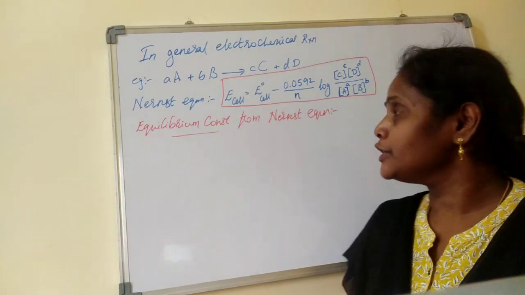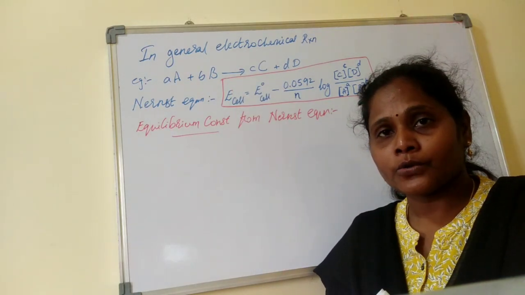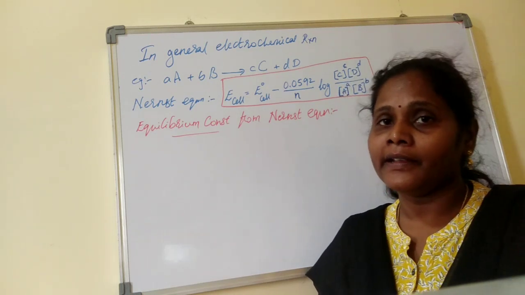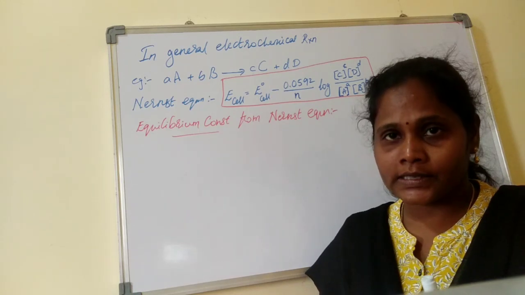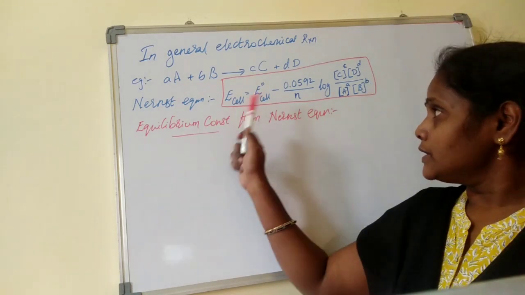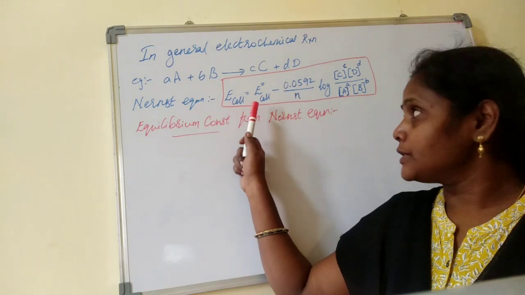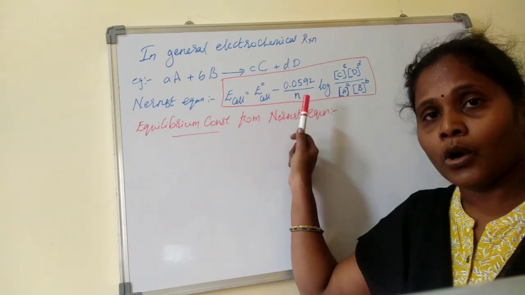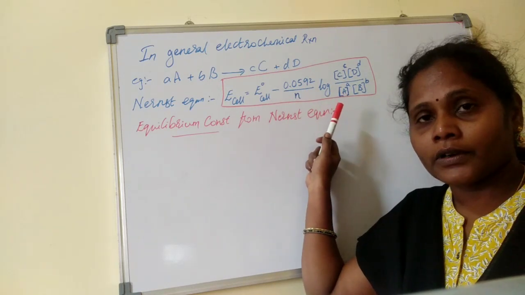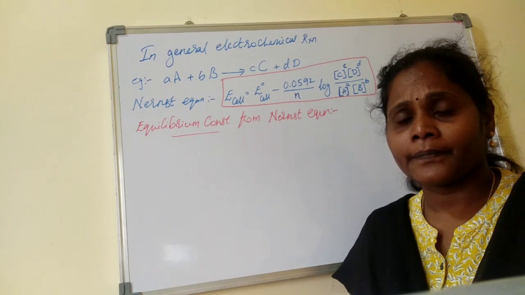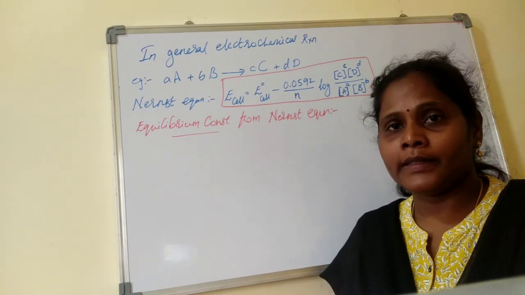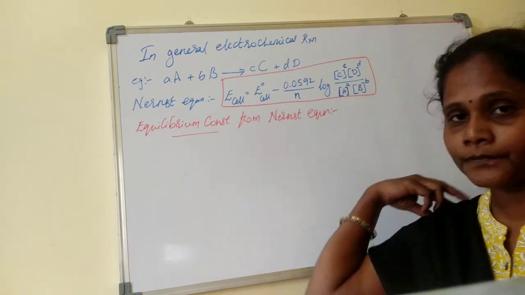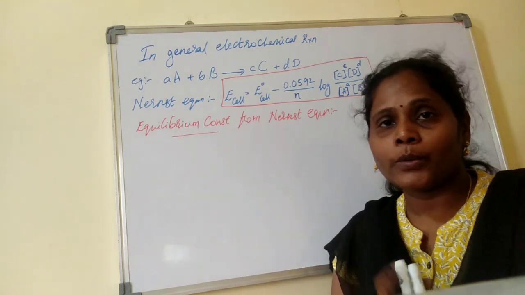This Nernst equation is used to identify the electromotive force of any electrochemical cell at different concentrations of the ions taken. So the Nernst equation is: E cell is equal to E naught cell minus 0.0592 by n log of product concentration by reactant concentration. It's an equation we have to remember, to do problems, right? Okay, so that ends my Nernst equation.